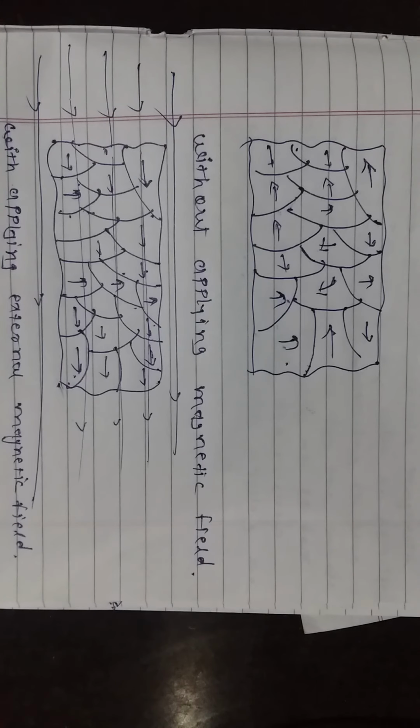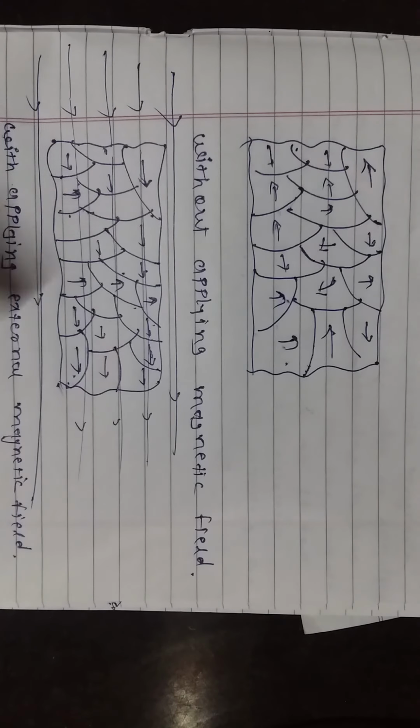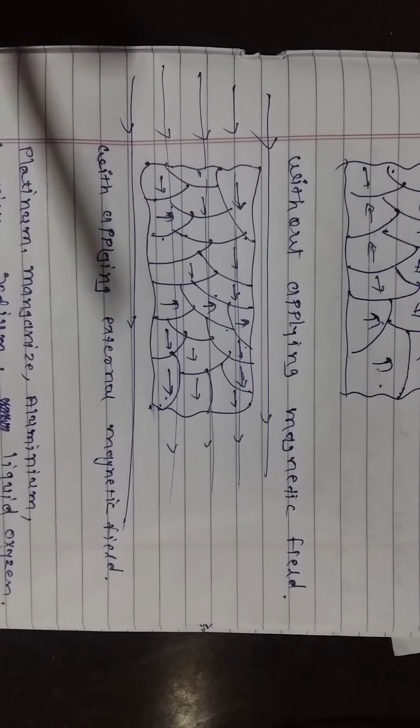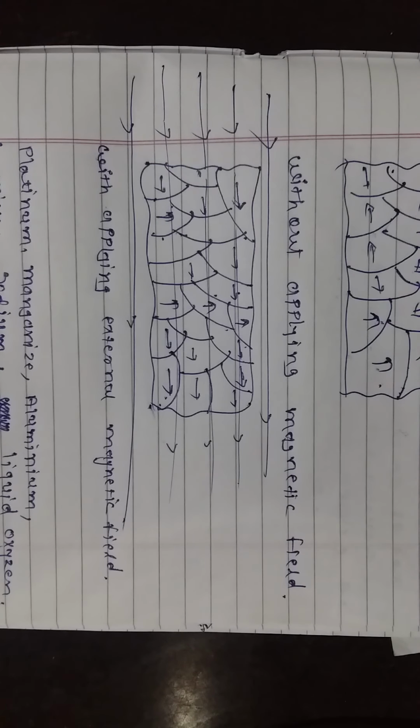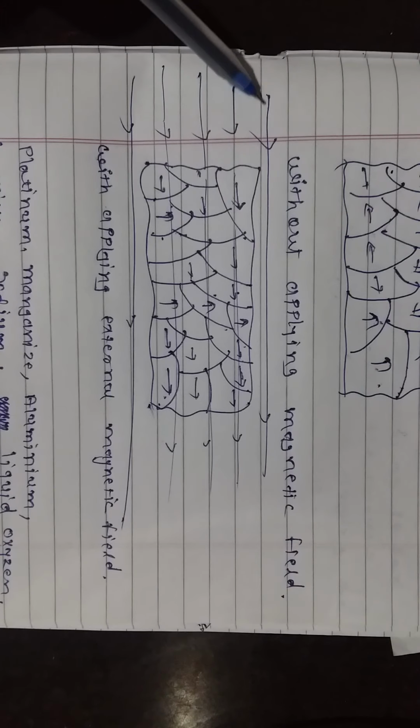Now let's talk about the ferromagnetic material. In the ferromagnetic material, the same condition is there. Some permanent dipole moments are available in this ferromagnetic material. Originally, without applying the magnetic field, the same condition is there. If we apply a magnetic field to the ferromagnetic material, all the magnetic dipole moments orient in the same direction as the external magnetic field, the same as in the paramagnetic material.